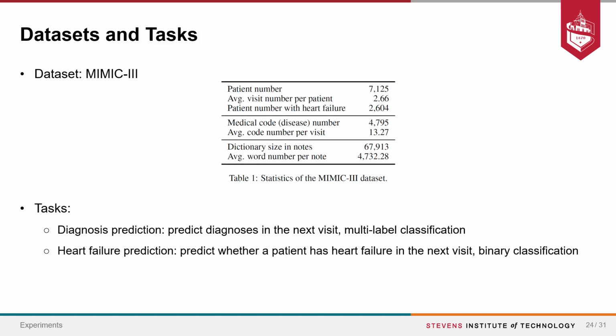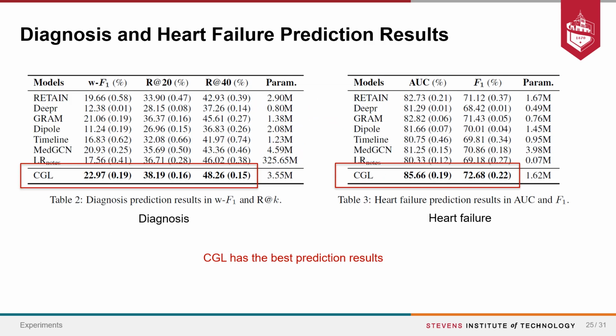Here are the dataset and tasks used in this work. We use a common public dataset named MIMIC3 and validate our model on two tasks: diagnosis prediction and heart failure prediction. We compare our CGL model with various state-of-the-art baselines, and the model that only uses clinical notes.